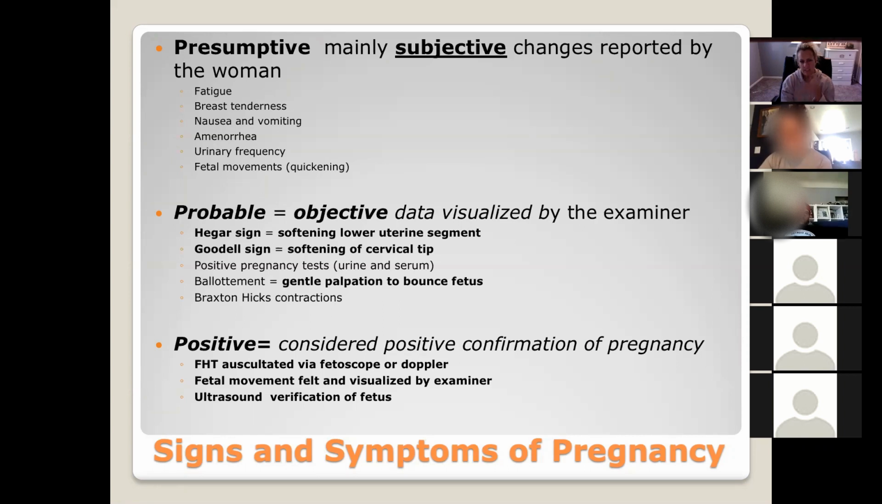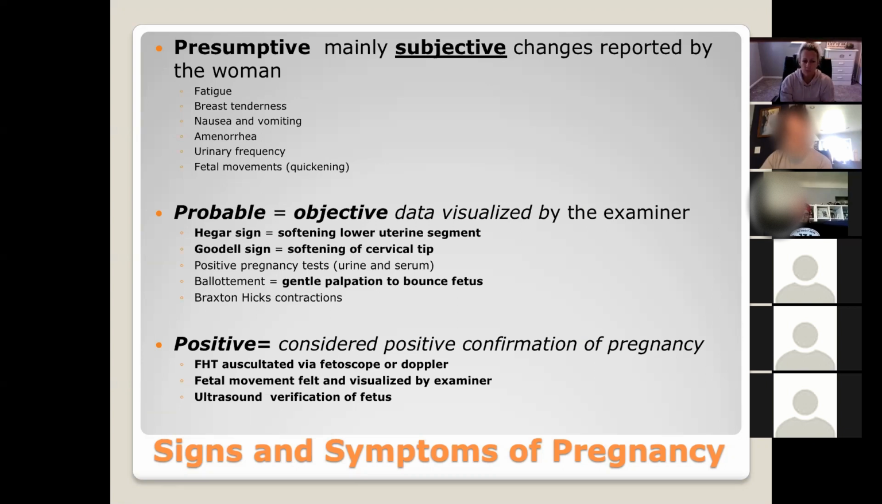That she could be fatigued, have some breast tenderness, nausea, vomiting, amenorrhea, just meaning she's not having her periods, urinary frequency, fetal movements, those type of things. So these are just subjective data. These are just presumptive. This does not mean the woman is truly pregnant. Okay, there's a lot of other reasons to have these symptoms. Even we call it fetal movements, but a lot of times that's what they think they're feeling, but it's gas and things like that.